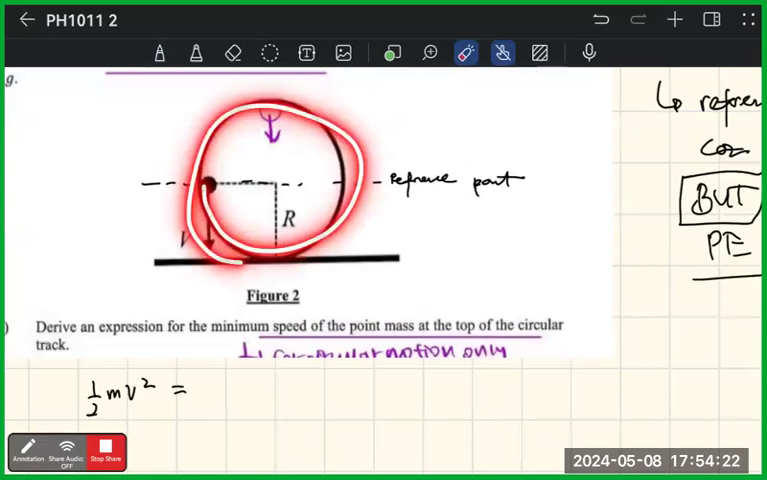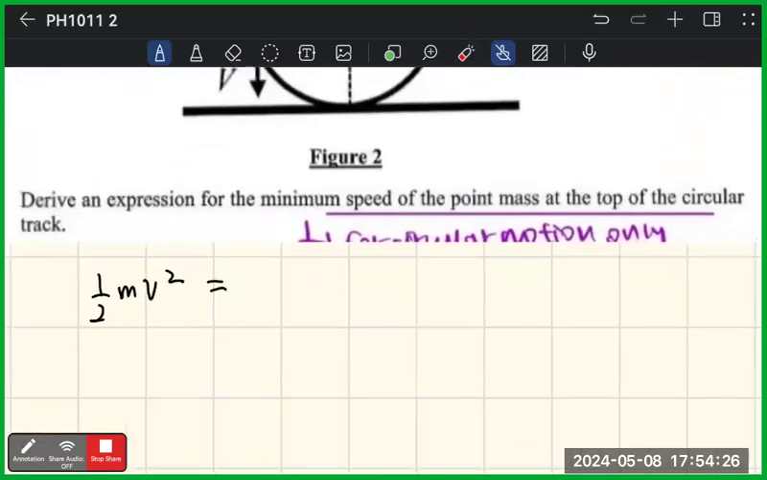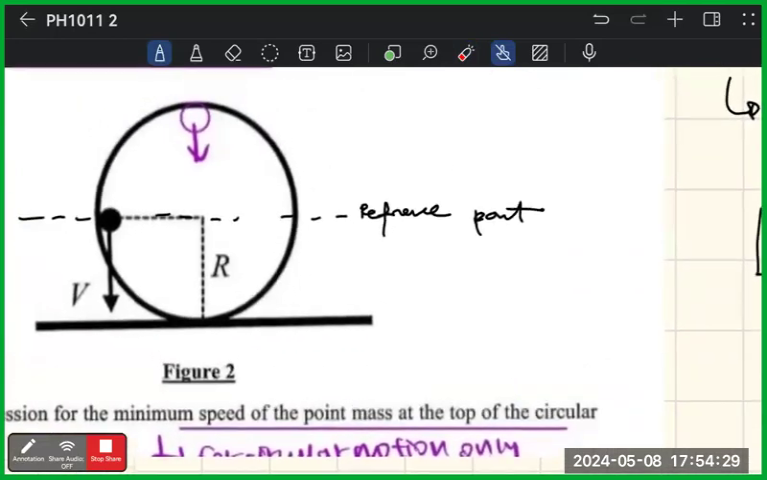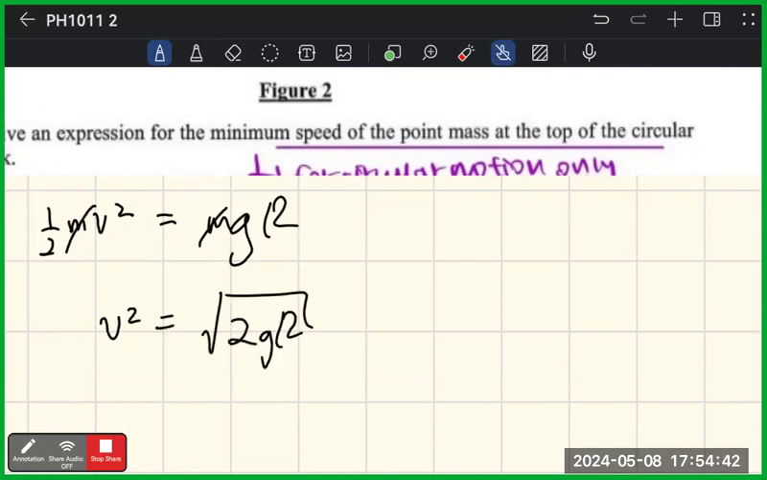You just need it to be on top. So on top, you just assume that the velocity is 0, and it just stops there. When it stops there, there will only be the PE, the potential energy, which is mgr. So easily v equals the square root of 2gr. This is for part A.